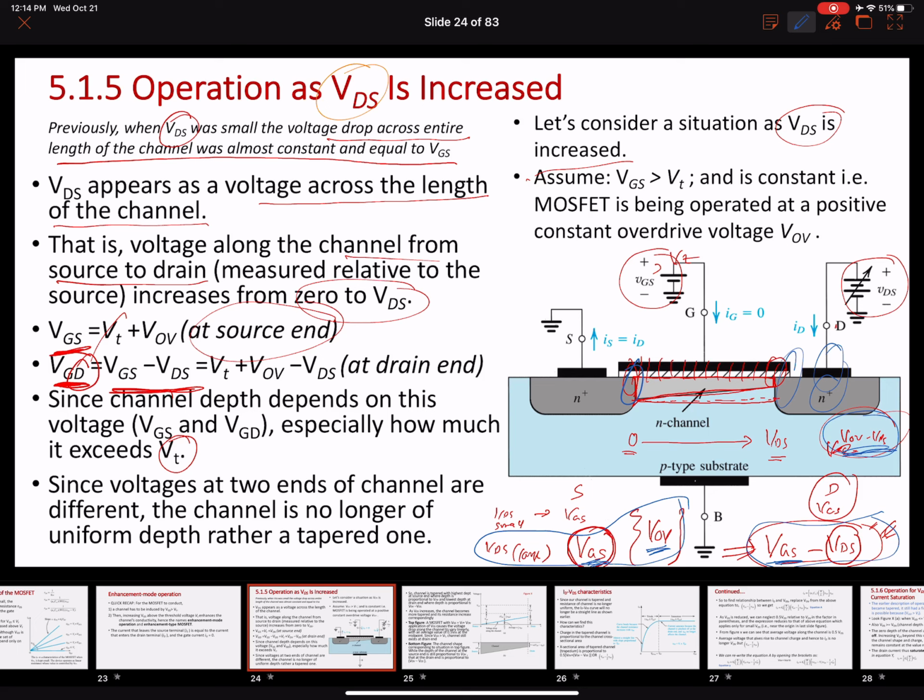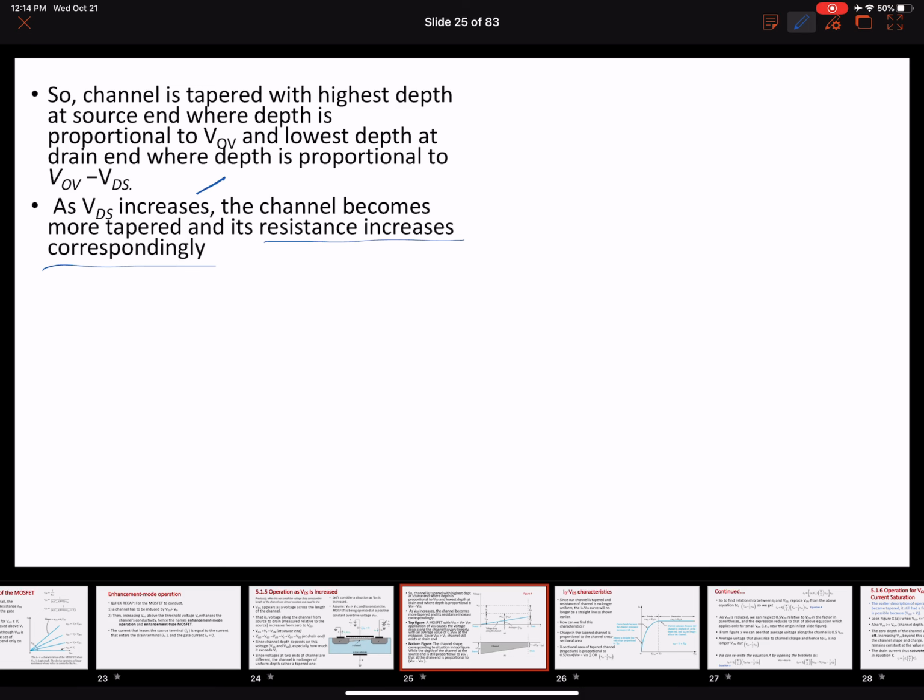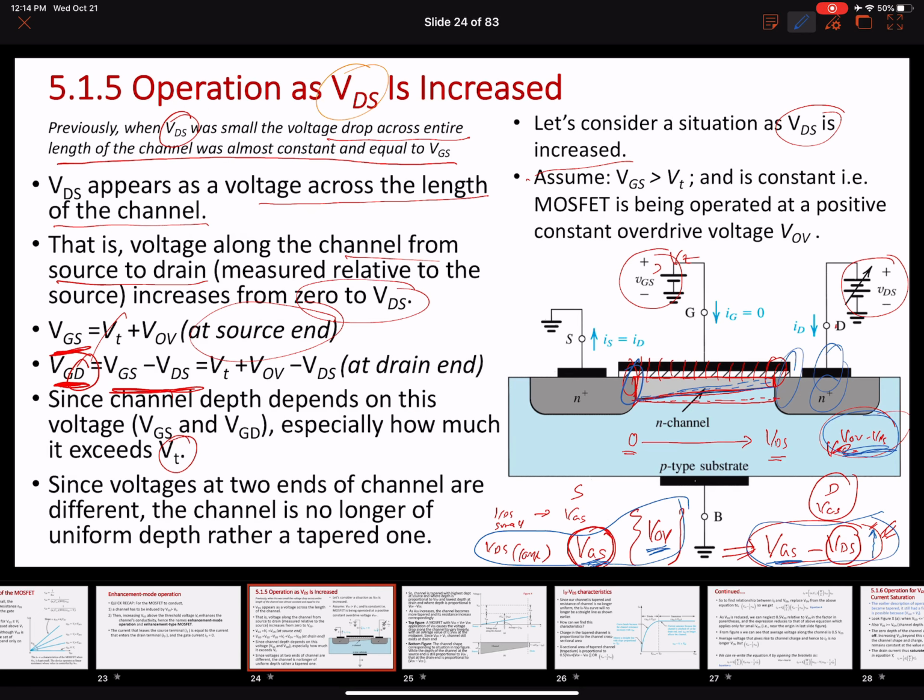As we increase the VDS, the channel becomes tapered, and as we increase it more and more, the channel becomes more tapered. So the change in the resistance is no longer uniform, no longer a linear model. Our resistance will increase. As the channel length becomes more and more tapered with increasing VDS, the resistance will increase, and as the resistance increases, the slope will decrease.